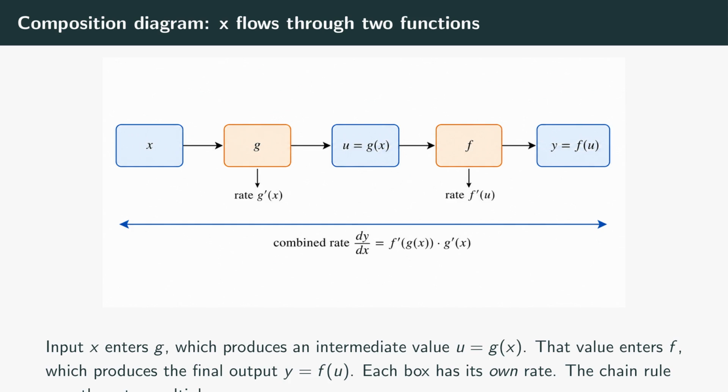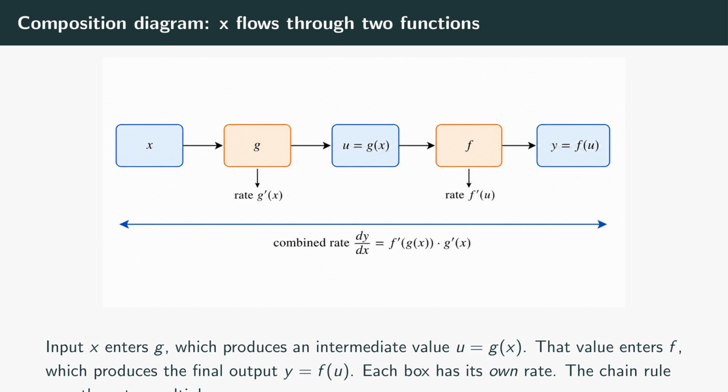Here's the picture. The input x enters the first function box, g. The function g processes x and produces an intermediate value u, that's g of x. The value u then enters the second function box, f. The function f processes u and produces the final output y, that's f of u. 2 boxes, 1 input, 1 output, with an intermediate variable wedged between them.